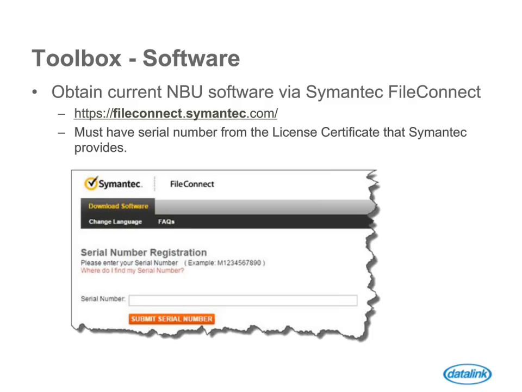The other thing that you're going to need is a full installation of NetBackup, and you can download those at any time from the FileConnect Symantec site. The one thing you will need is the serial number that's located on your license certificate, and that should get you whether it's NetBackup 7.5, 7.6, whatever your current version of NetBackup is.